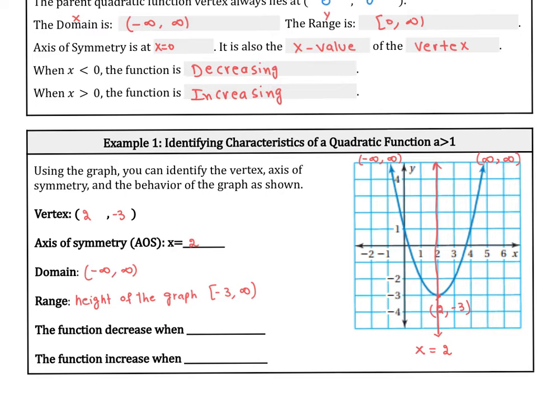Now we are going to talk about when the function decreases or when it increases. You can see that here is the x value, that is 2. Before 2, the function decreases. It means the function decreases when x is less than 2. When x is less than 2, the function decreases. When x is greater than 2 or greater than or equal to 2, the function increases.